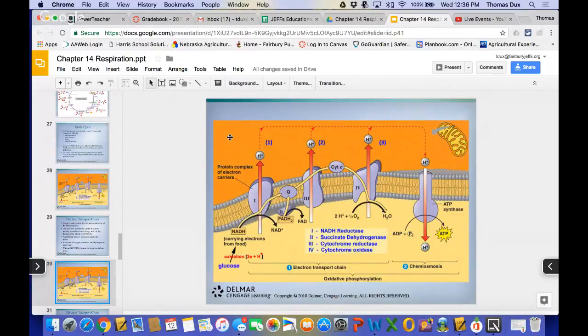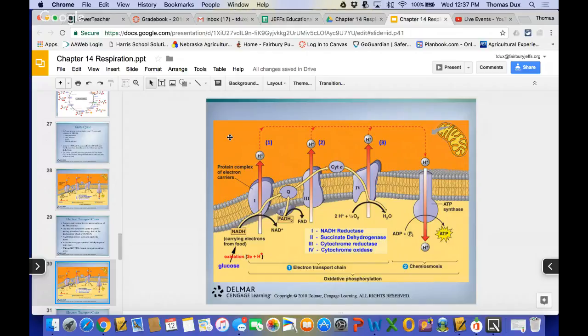So, this is exactly what happens. NADH and FADH bring these electrons to the electron transport chain. They then go to these carrier molecules. Carrier molecules meaning they're just carrying the electrons down the chain. Hydrogen builds up inside of here because the hydrogen ions are released from the NADH. They attach to the oxygen to create water.